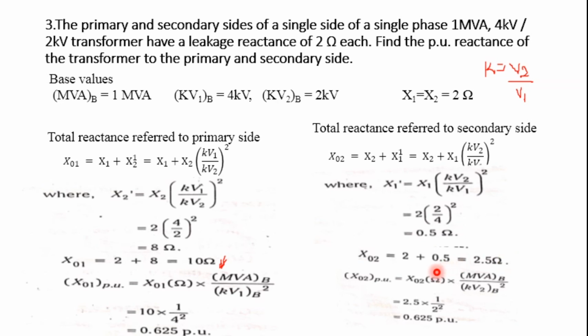But what are we supposed to calculate? We are supposed to calculate the per unit value. X02 per unit value is equal to x02 in ohm into MVA base divided by kV base square. MVA base is 1, kV2 subject to the secondary side, 2 square, you will get 0.625 per unit value. So what does this mean? Whatever you are considering, this x01 per unit value is also 0.625, x02 per unit value is also 0.625 per unit. It means that you can refer from primary to the secondary or secondary to the primary side as well.